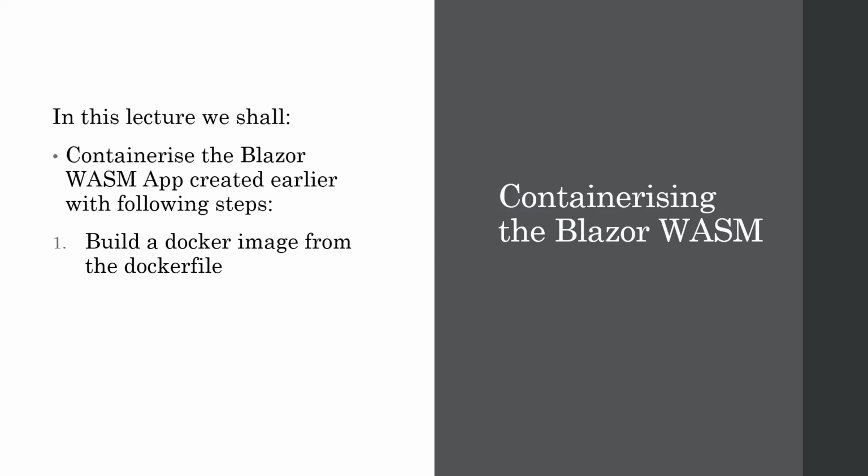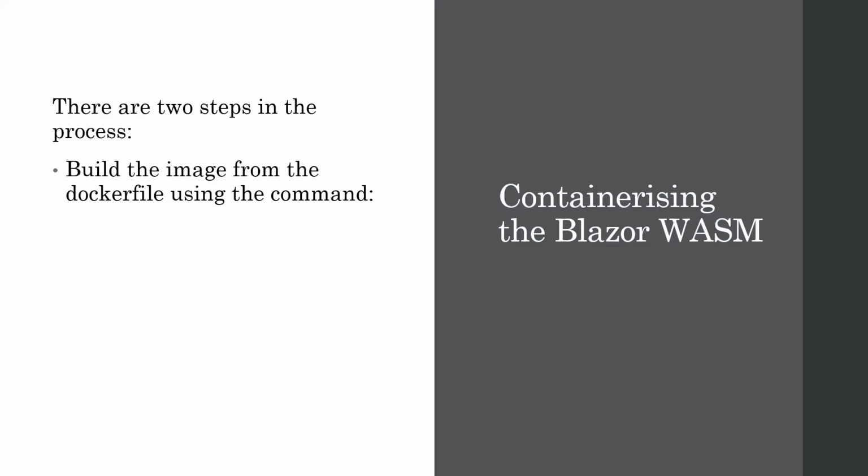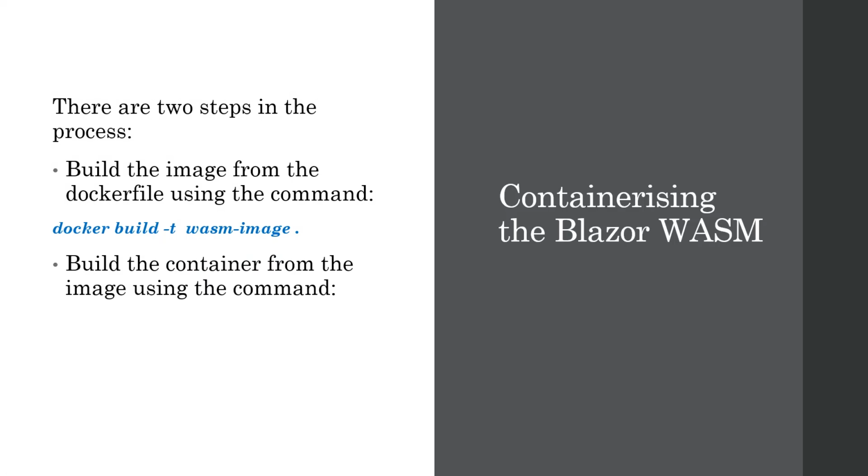So this is what we covered. We built a Docker image from the Dockerfile and started and ran a container from the Docker image. And the two steps in the process we saw: first, to build the image from the Dockerfile using this command, docker build, the t switch is for tagging with the friendly name Wasm image, and then build the container from the image using this command, docker run, p for the port, 8080 is the host port, which is mapped to port 80 on the container, and --name means that the name is given to the newly built container as Wasm container, and this was built from the Wasm image.